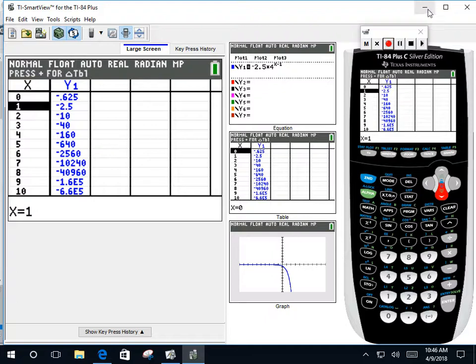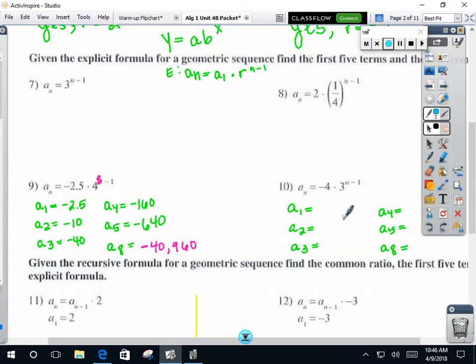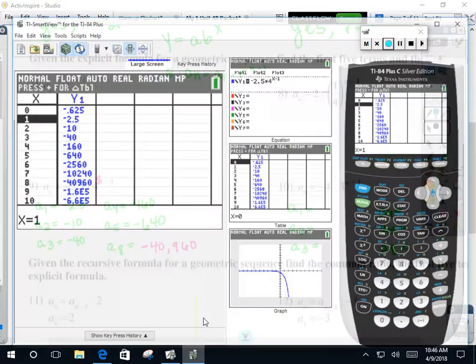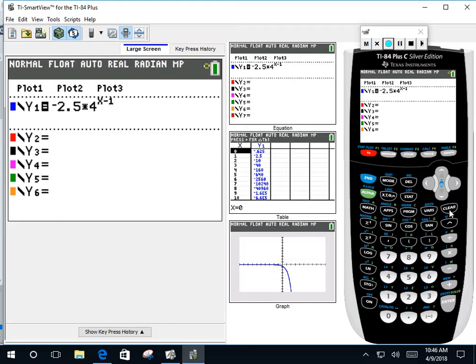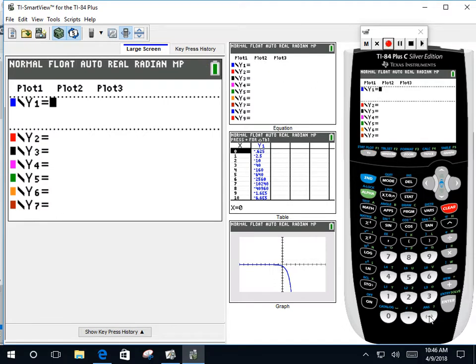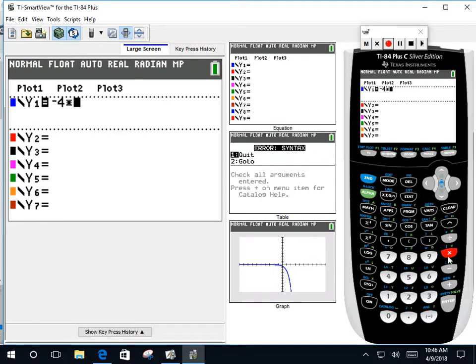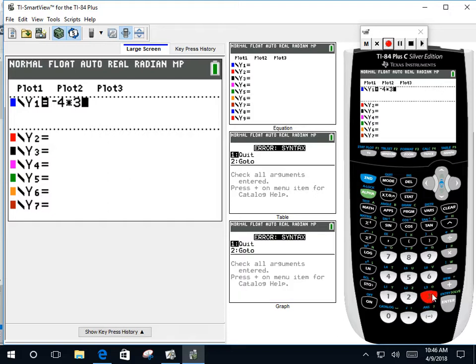Okay, so now let's use that method to do number 10. First, I'm going to type this in, negative 4 times 3 to the n minus 1. So go to y equals, because we're trying to graph it, and type in negative 4 times your r value of 3 raised to the n minus 1. Okay, go ahead and type it in. Right here, below clear. Okay, once it's typed in, you can graph it.